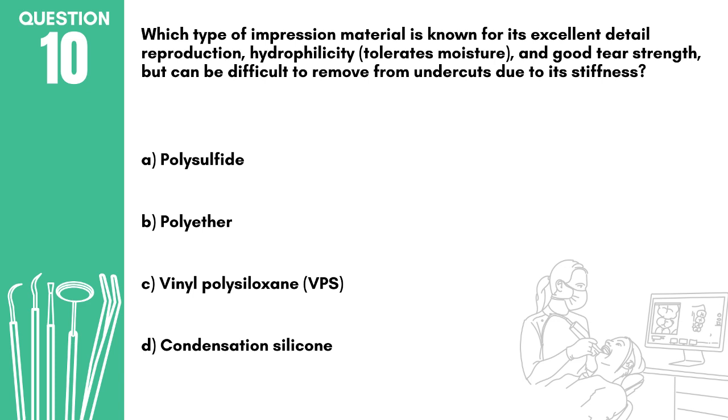Question 10. Which type of impression material is known for its excellent detail reproduction, hydrophilicity, tolerates moisture, and good tear strength, but can be difficult to remove from undercuts due to its stiffness? A. Polysulfide. B. Polyether. C. Vinyl polysiloxane, VPS. D. Condensation silicone.